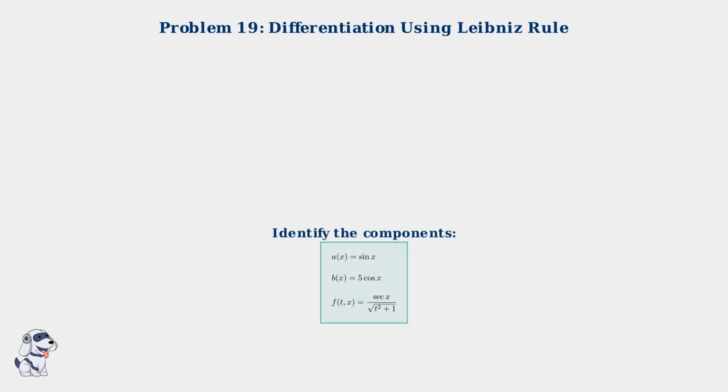The lower limit a of x is sine x, the upper limit b of x is 5 cosine x, and the integrand f of t comma x is secant x over the square root of t squared plus 1. Now compute the boundary terms.